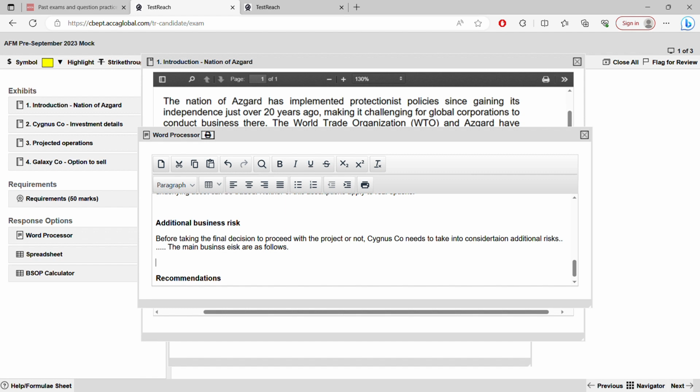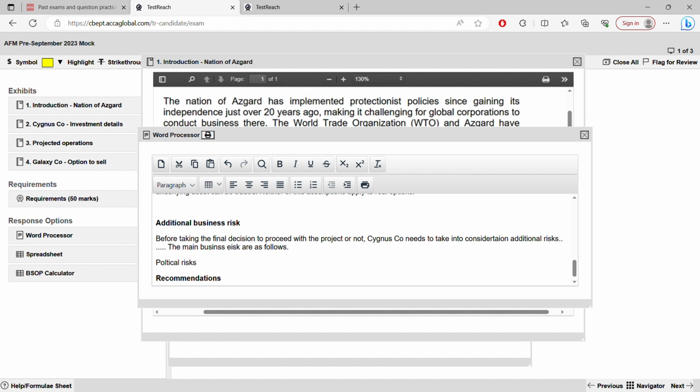First understand, this is an international business in a different country. What type of risk could occur? Two major risks: one is political risk, the other one is currency risk. So you can start by talking about political risk. I'm just writing political risk. I will explain it, but I'm not going to write it. You can write it.